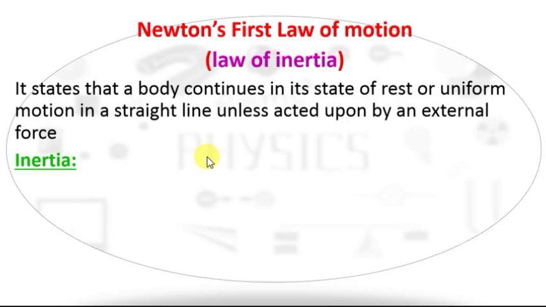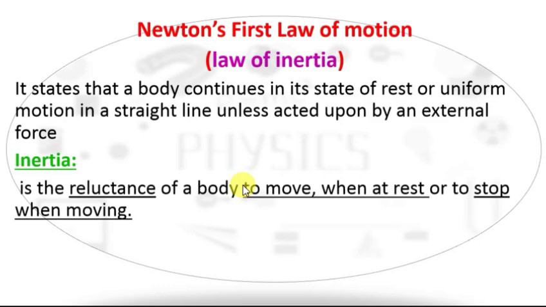Or if it was not moving, when you try to move it, it will tend to remain where it was. That's what we mean by state of rest. Inertia, in simple terms, is just the reluctance of the body to move. A body trying not to move when it has been at rest, or refusing to stop when it was moving. That is basically what inertia is.